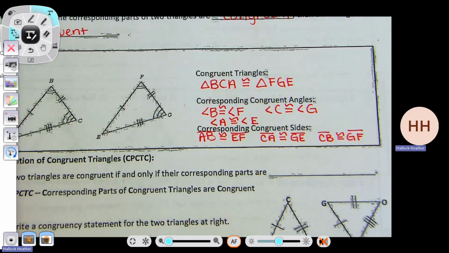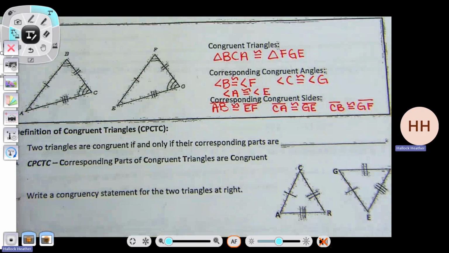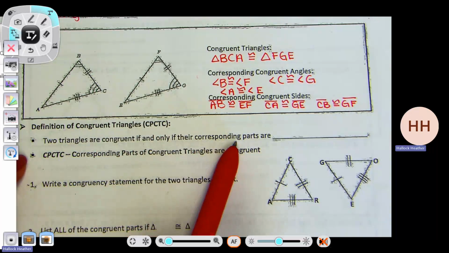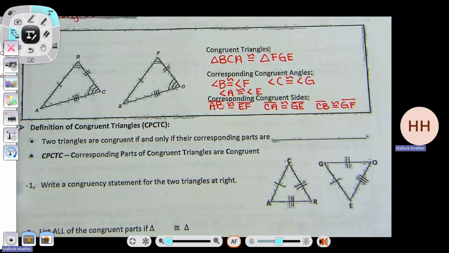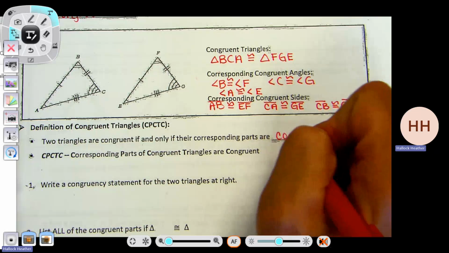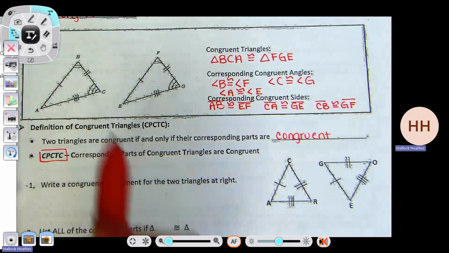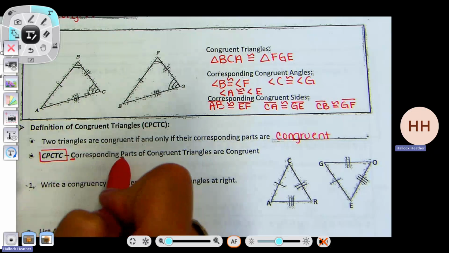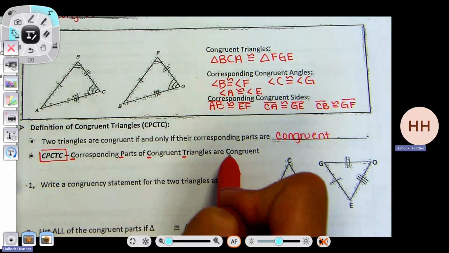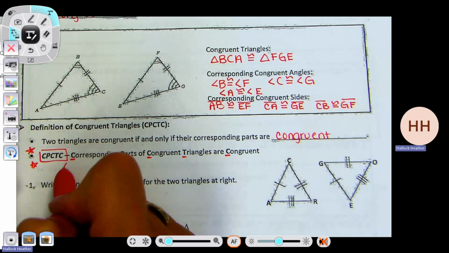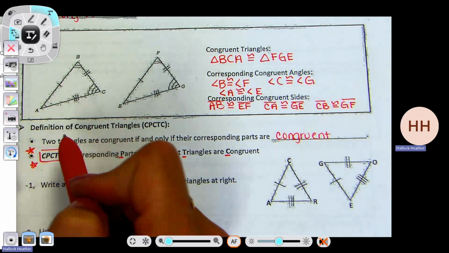Now we get into corresponding parts of congruent triangles are congruent. So 2 triangles are congruent if and only if their corresponding parts are all congruent. Everything needs to match. So CPCTC stands for this really long acronym: corresponding parts of congruent triangles are congruent. This acronym will be on your EOC. They will not have it typed out as that really long sentence.